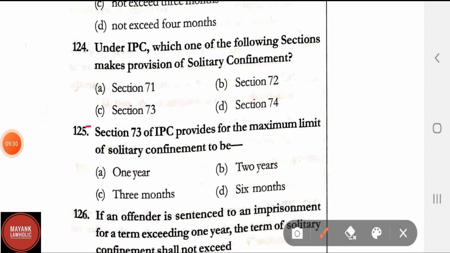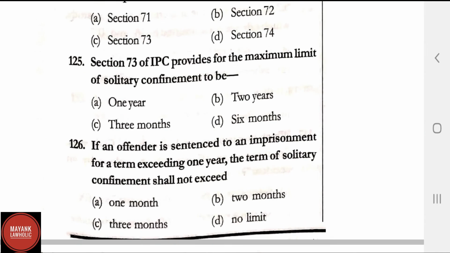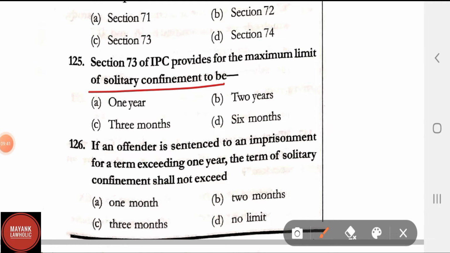Correct answer is option C, that is section 73. Question number 125. Section 73 of IPC provides for the maximum limit of solitary confinement to be: option A, 1 year; option B, 2 years; option C, 3 months; and option D, 6 months. Correct answer is option C, that is 3 months.